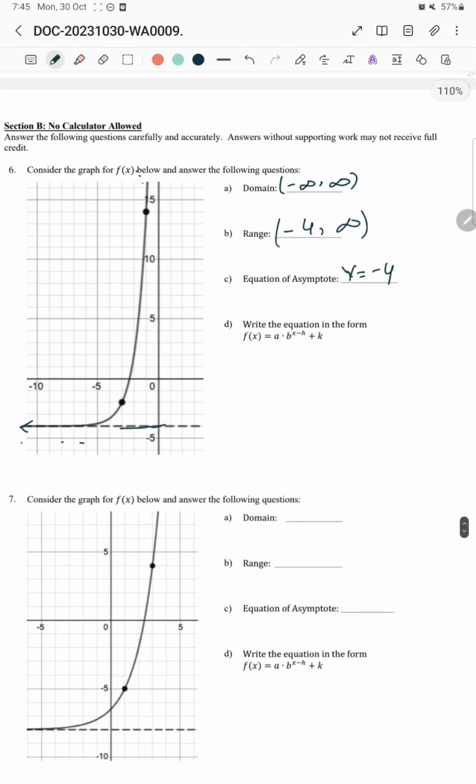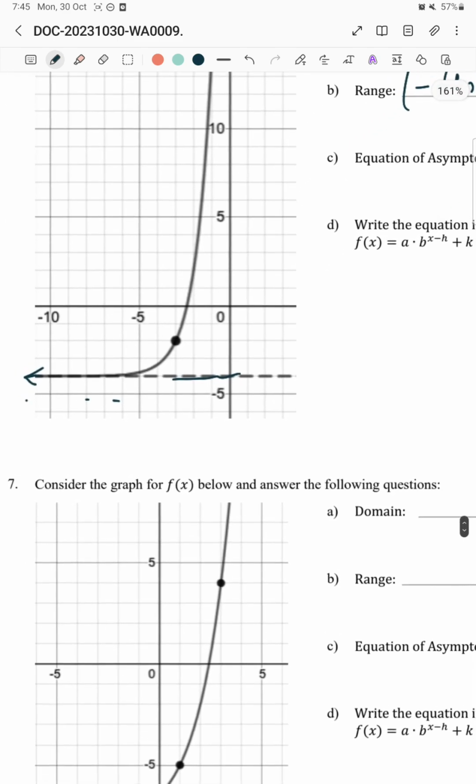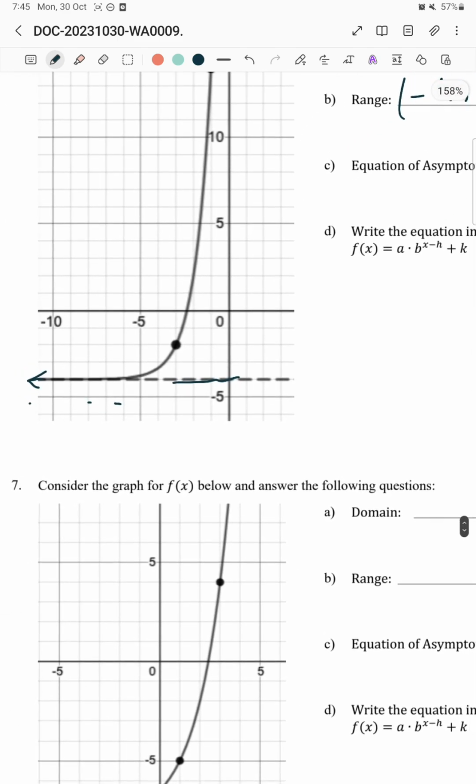Write the equation in the form of a b to the power x minus h plus k. So it's very easy to write the equation in this form. You need to find this point. The distance from this point to this point is 1, 2, so a is equal to 2.